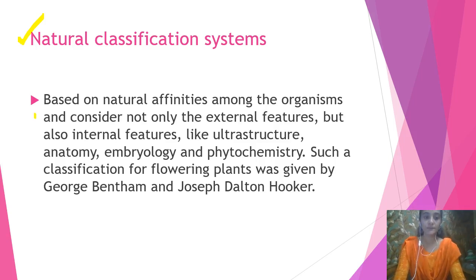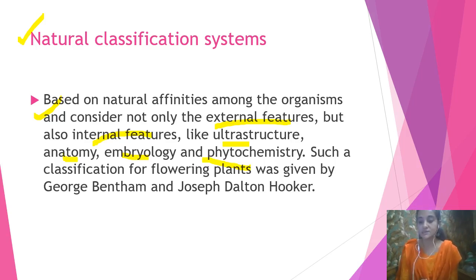So this is based on the natural affinities, and they consider external features as well as internal features like ultrastructure, anatomy, embryology, and phytochemistry. I think it's clear what we mean by internal structure. And this system has been followed by Bentham and Hooker. So in Bentham and Hooker's classification, they follow the natural system of classification, where they take into account the internal structure as well as the external structure.